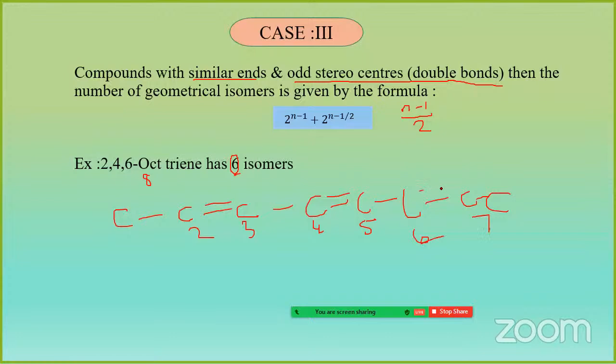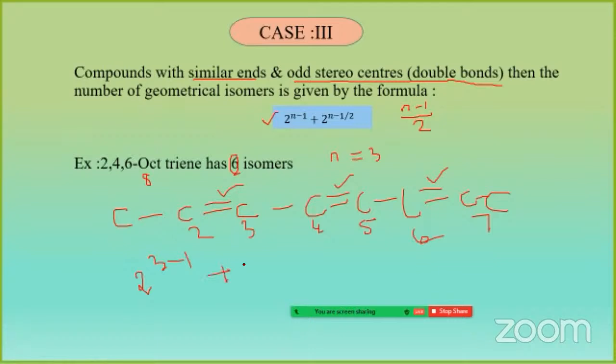So how many double bonds are there in this compound? See here, 3 are there: 1, 2, 3. So here n value will be how much? n is equal to 3. Now substitute n is equal to 3 in this formula: 2 to the power of 3 minus 1, plus 2 to the power of 3 minus 1 whole divided by 2. So 2 to the power of 3 minus 1, how much? 2 squared, since 3 minus 1 is 2.